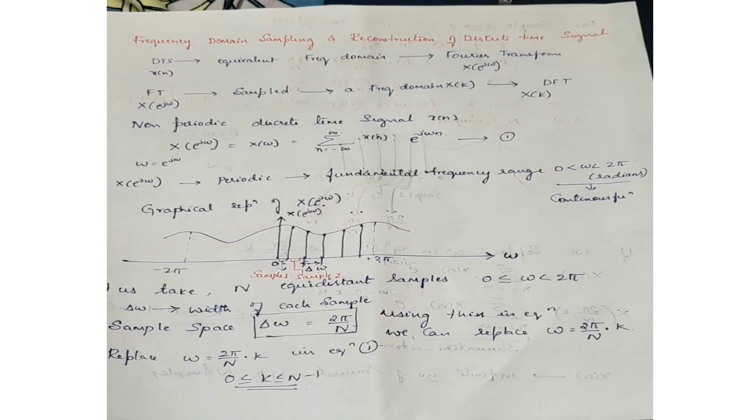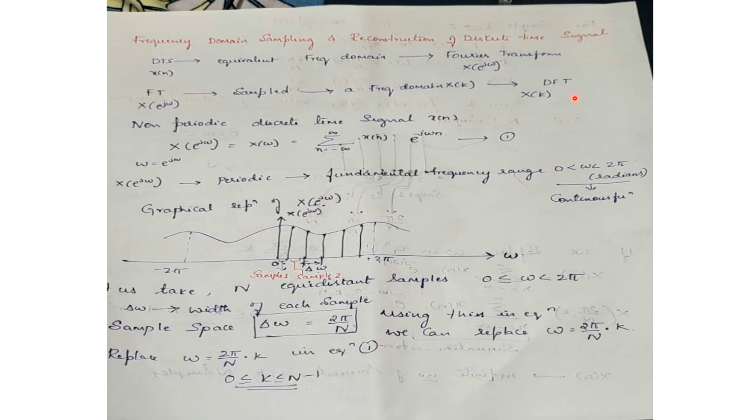So at the starting, the discrete time signal is represented by x of n. The frequency domain of x of n is X of e to the power of j omega. That is, the Fourier transform of x of n is X of e to the power of j omega. So the Fourier transform X of e to the power of j omega is sampled and gives a frequency domain X of k. Then we get the discrete Fourier transform. So the Fourier transform is sampled in the frequency domain, then we get the discrete Fourier transform.